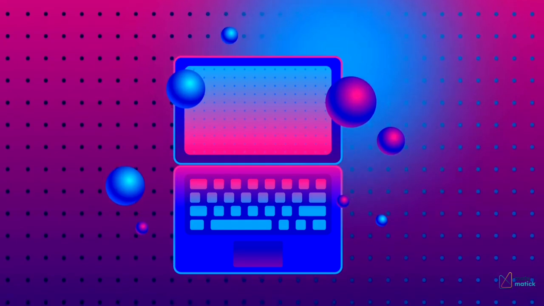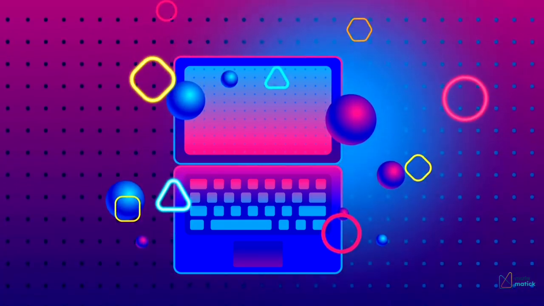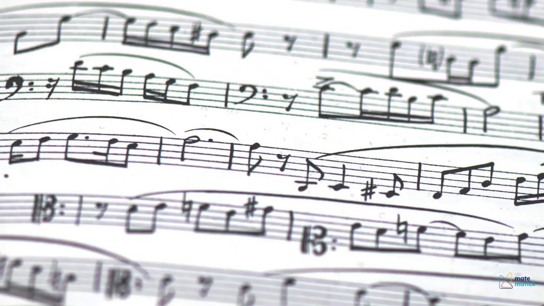The Pythagorean theorem isn't just for triangles, it's everywhere. It's used in computer graphics, navigation, and even in music theory.